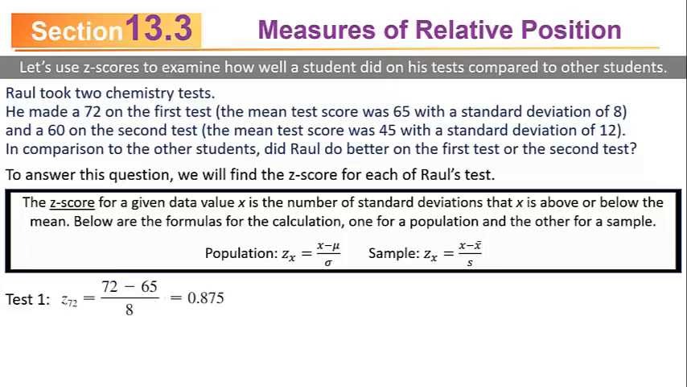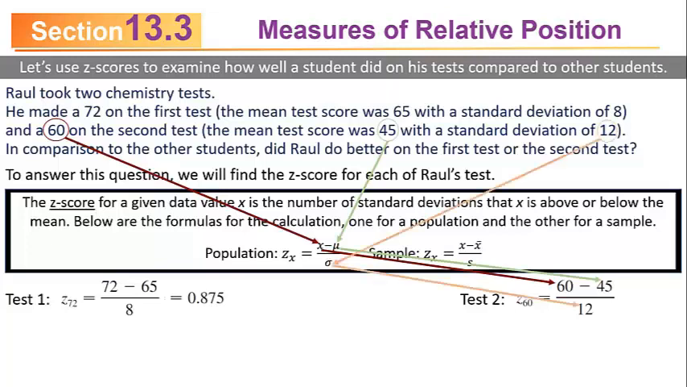Now let's do the same thing for test 2. For test 2, that's the z-score for a score of 60 on the second test. You take the value, which was the test 2 score, 60, subtract the mean on that test, 45, and divide by its standard deviation of 12. Take the value, subtract the mean, divide by the standard deviation. If you do that calculation, you get 1.25.